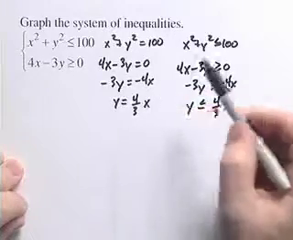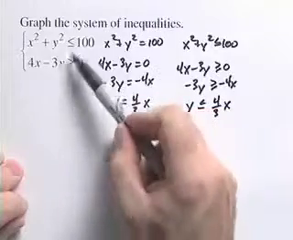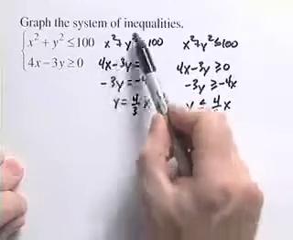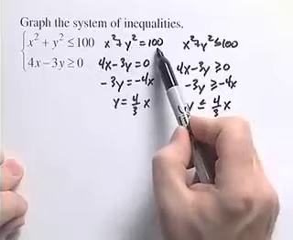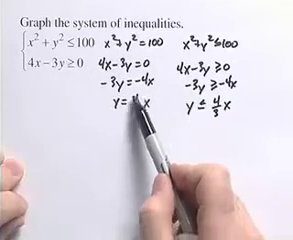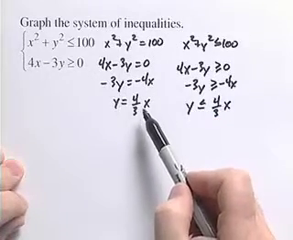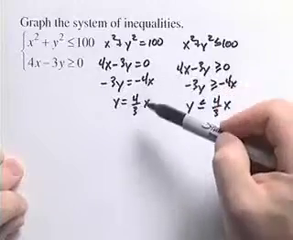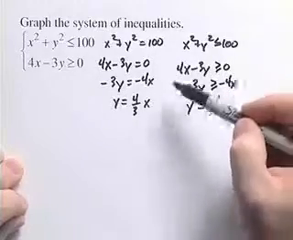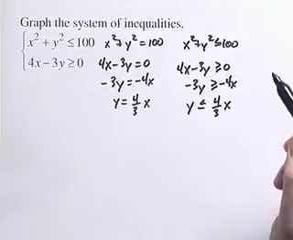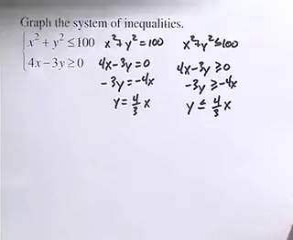To graph the system, because our inequalities are not strict, we're going to graph the circle given by x squared plus y squared equals 100, and we're going to graph the line y equals 4/3 x. And we're going to have to determine which half plane we're going to shade in each case to find our overlap region, which would represent our solution set.